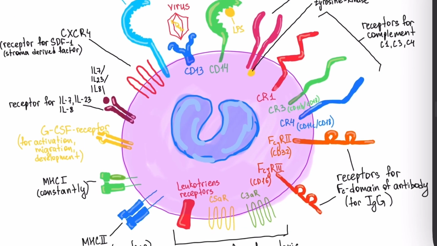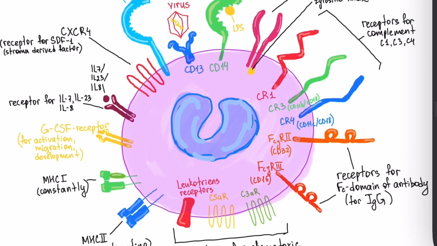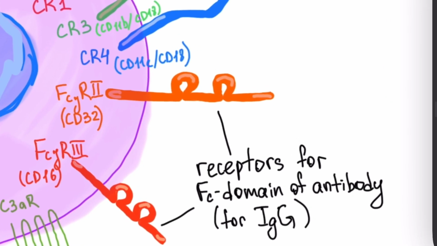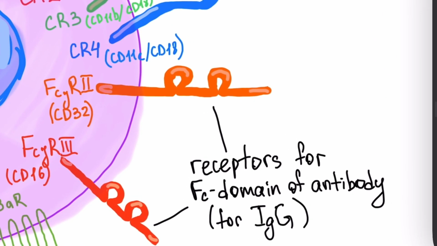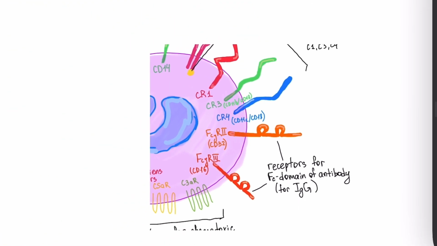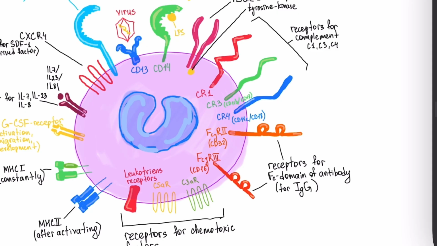So, the next important group is Fc receptors. Fc receptors are receptors for the Fc domain of antibody. The antibody is connected with antigen. It stimulates phagocytosis and cytotoxic activity. There are two types of Fc receptors on neutrophils. It is Fc gamma R2 and Fc gamma R3. They are low affinity receptors. We'll discuss types of Fc receptors soon.